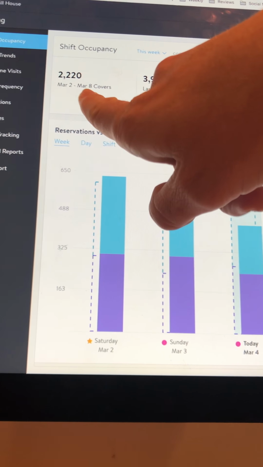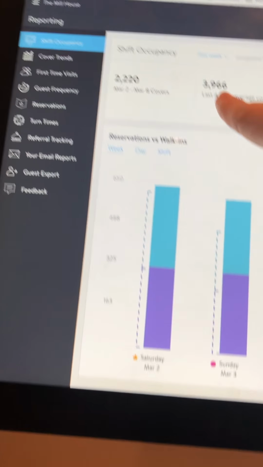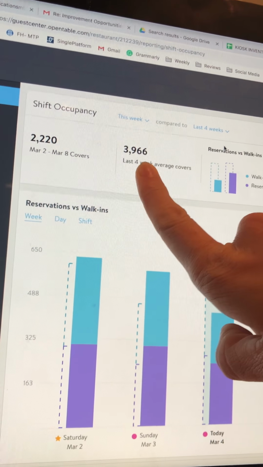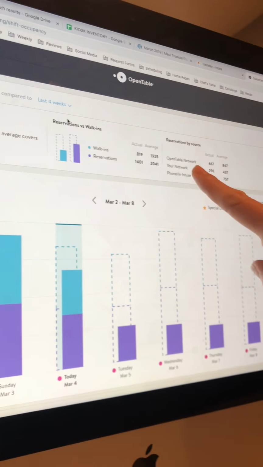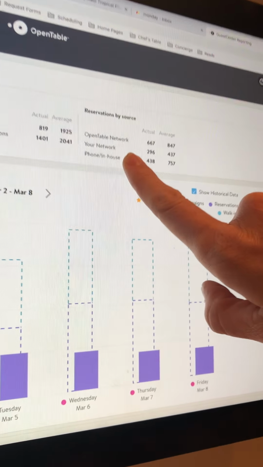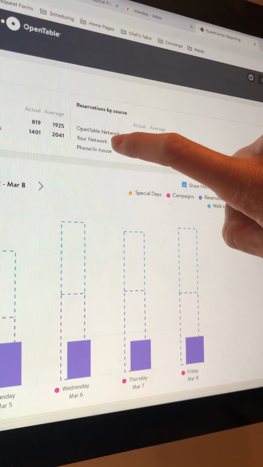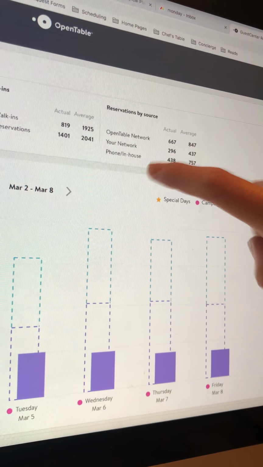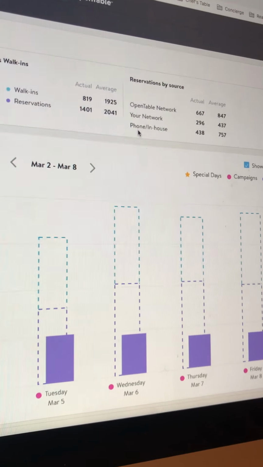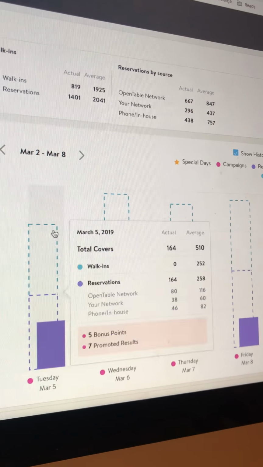So here we can see what covers we're set to do on average, how much we've been doing per week. And then it shows the sources that they're coming from. So we've got OpenTable, our network, which means they go to our website and then book through our OpenTable widget. And then how many people are making a phone call or walking up to the host stand.